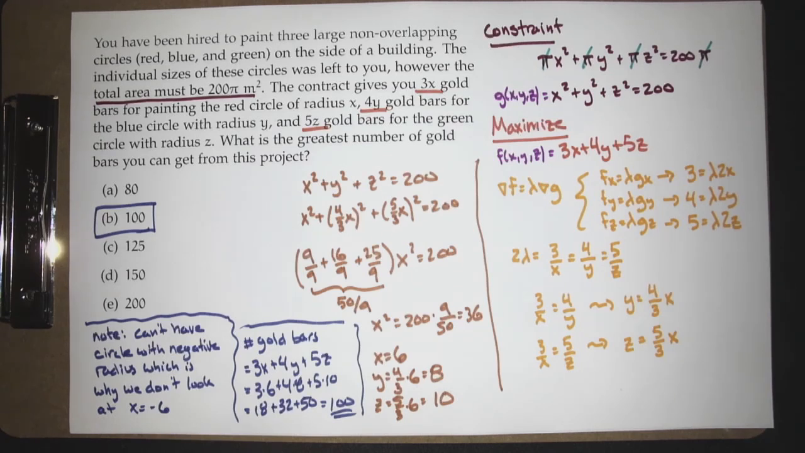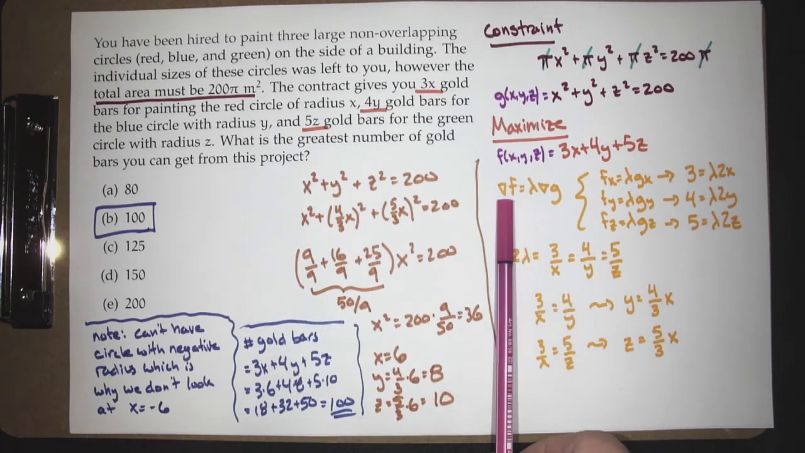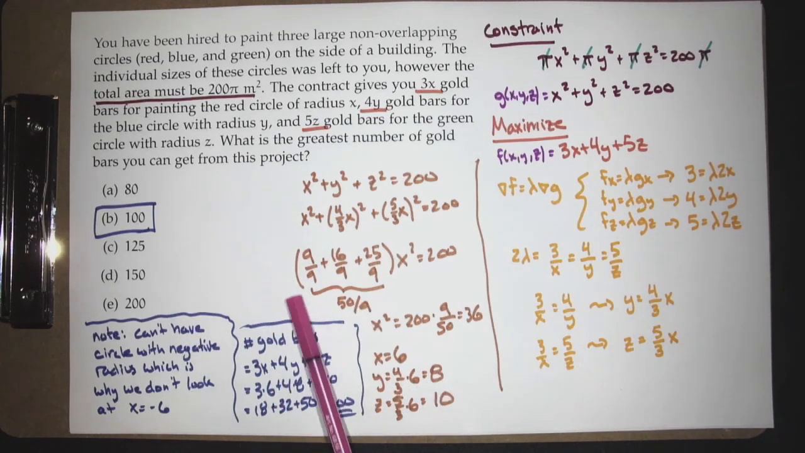That gives me hope. So we go to the constraint, plug in our relationships that came from gradient of f equals lambda gradient of g, and we can solve for x. So in particular, we get down to x squared equals 36, which means x equals 6. Now you might say, whoa, what about negative 6? You can't paint a circle with negative radius. I mean, you could say it's a black hole, but no, that's not true. It's ridiculous. So you can throw that out as an option. So we only get one choice. So you get x equals 6, y equals 8, and z equals 10. Plug that in, and you get 100 gold bars.